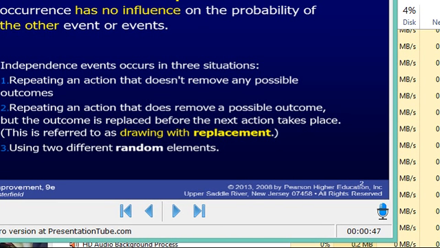Independent events occur in three situations: when you repeat an action that doesn't remove any possible outcomes, or you repeat an action that does remove a possible outcome, but then the outcome is replaced before the next action takes place. The third is that you use two different random elements. So the key is that if the events are independent, then the occurrence of one event does not change the sample space.